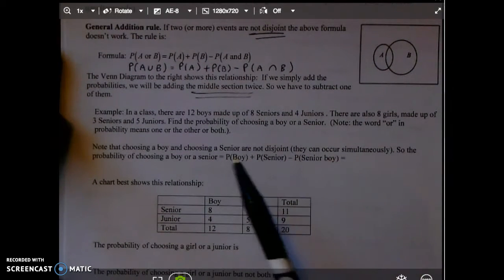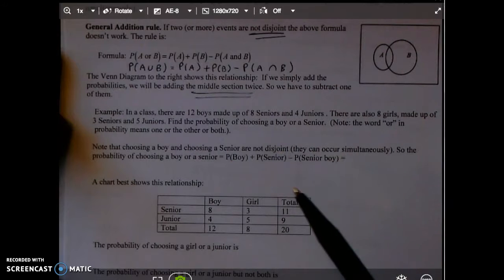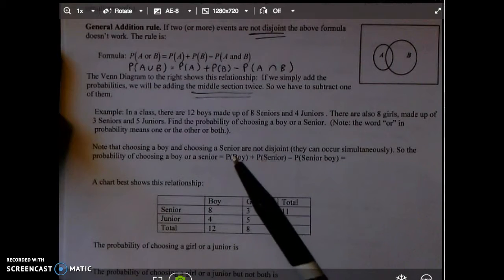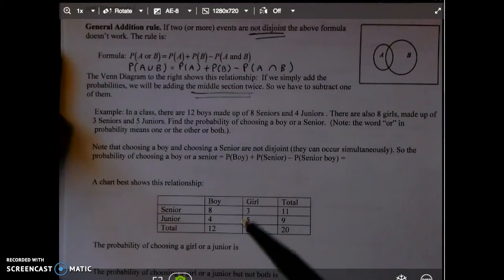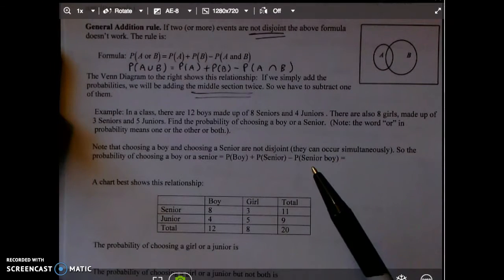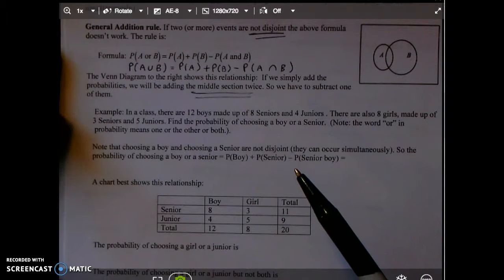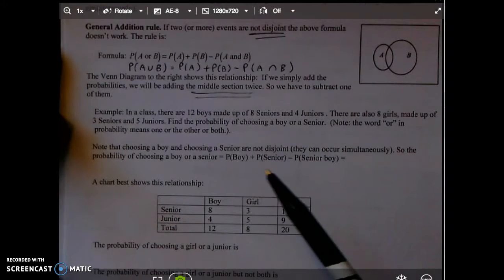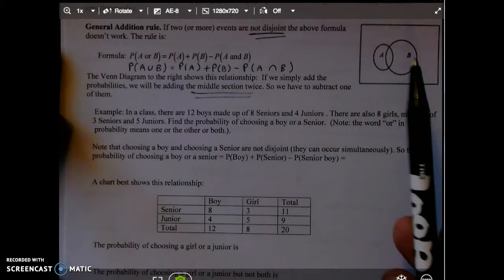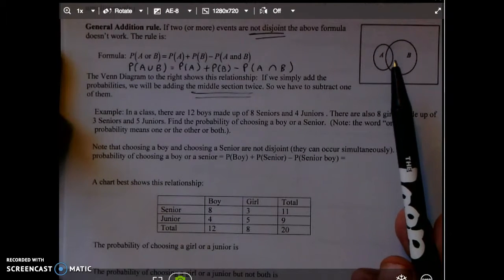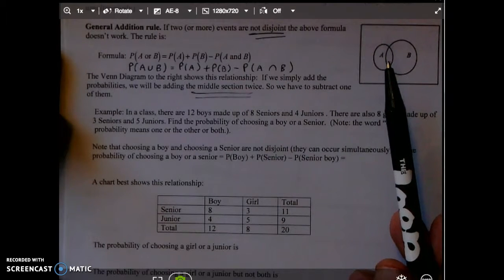And this makes sense that these events are not disjoint because I could be a senior and a boy, I could be a senior and a girl, I could be a junior and a boy or a junior and a girl, and vice versa. Now, if the two events were just boy and girl, those would be disjoint. You can't be both, right? A boy and a girl, but I certainly could be a boy and a senior.